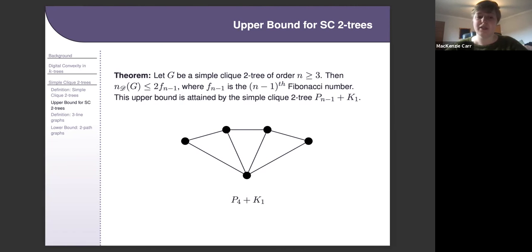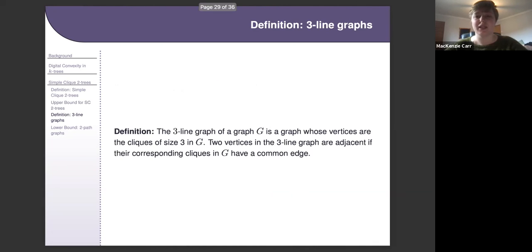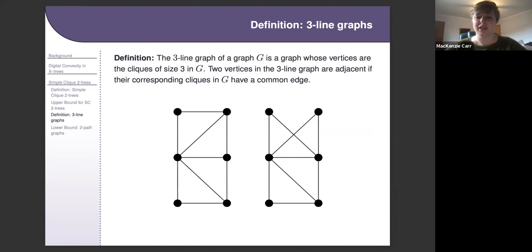And one tool that we used to prove this was the 3-line graph. So for the 3-line graph of a graph, we take the cliques of size 3 in our original graph. Those are the vertices in our 3-line graph. And then we join 2 vertices by an edge if their corresponding cliques in our original graph share a common edge. So for example, if we look at our 2-trees from a couple slides ago, in red here are the 3-line graphs. So you can see our simple clique 2-tree, the one on the left, has a path as its 3-line graph. And for simple clique 2-trees, we're always going to get a tree.